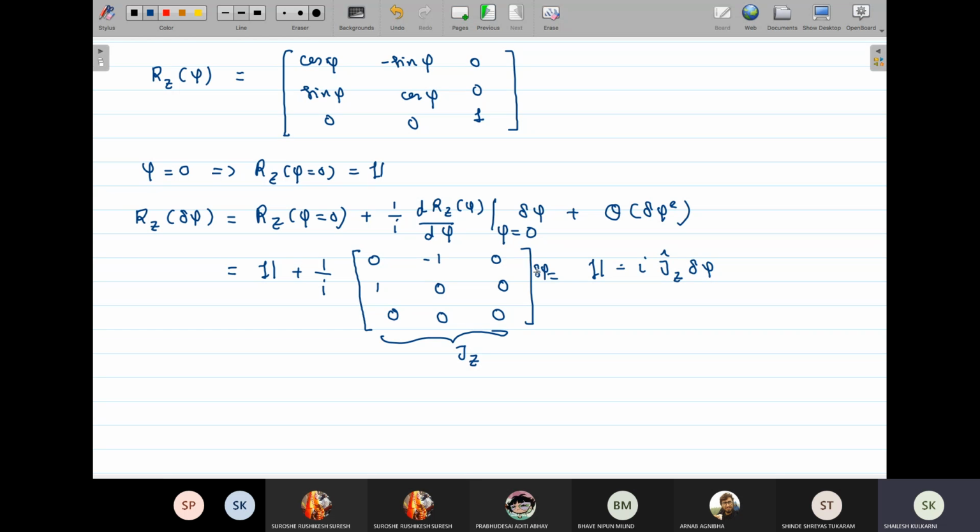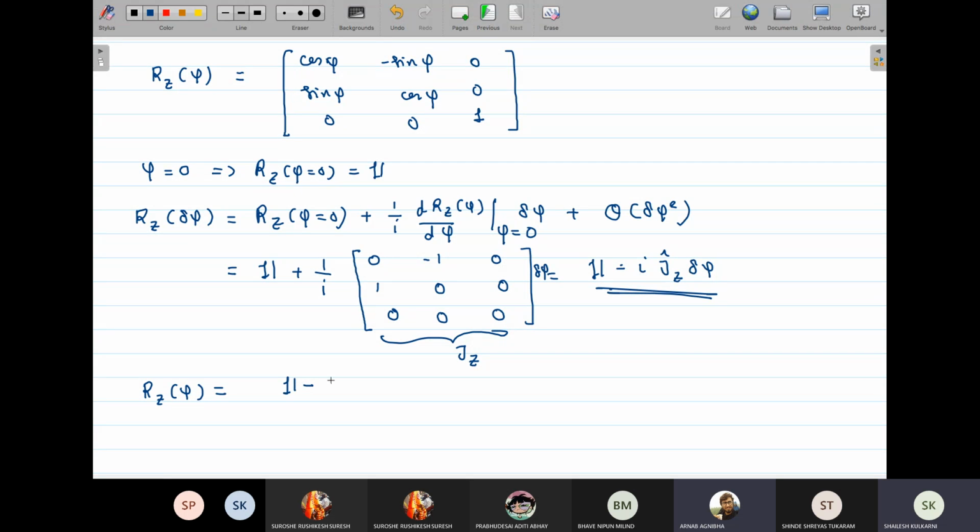Is it clear to all? So infinitesimal rotation about z-axis can be written in this form, where Jz is this. So what can be said about the finite rotation for any finite phi? How can I obtain this? Infinite times this infinitesimal rotation.